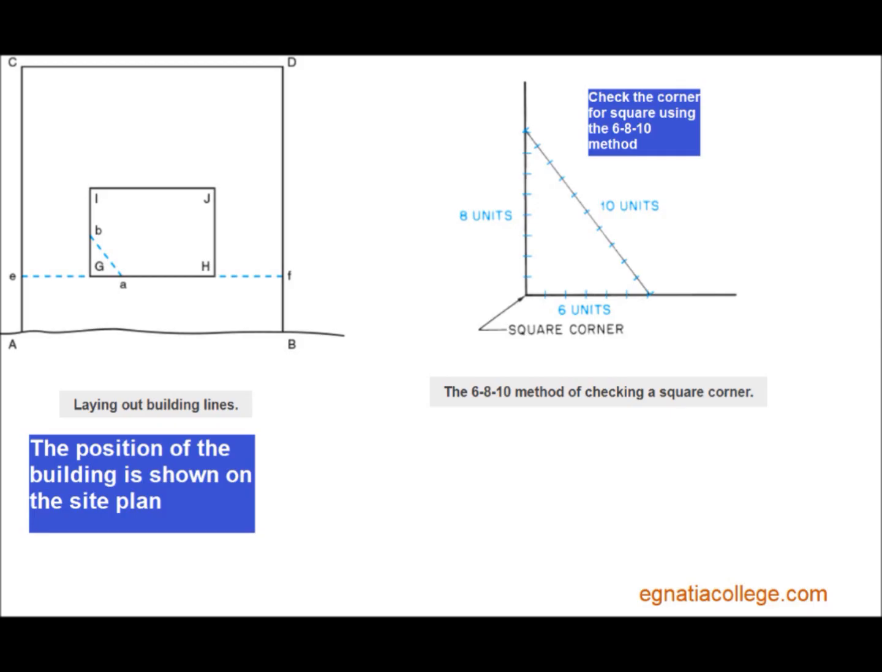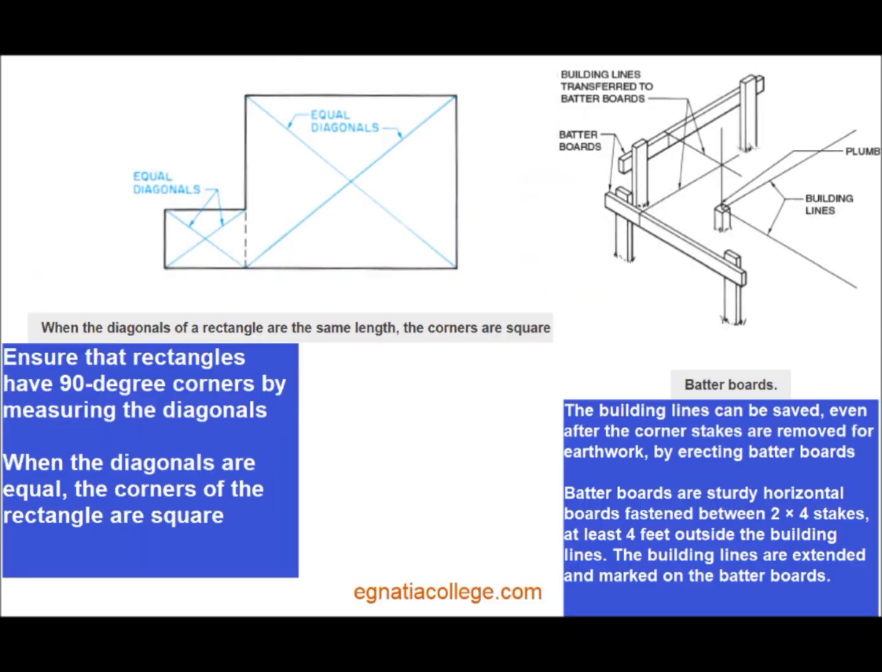Drive a stake at corner I. Repeat the process to find the other rear corner J. Check to see that the rear building line, IJ, is the dimension shown on the plans. Make adjustments as necessary until all corners are square and all dimensions are correct. Now check the final layout.